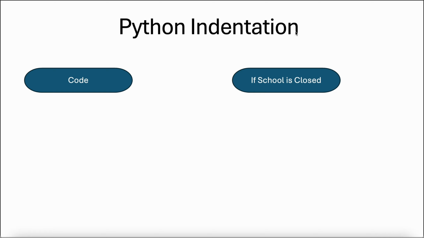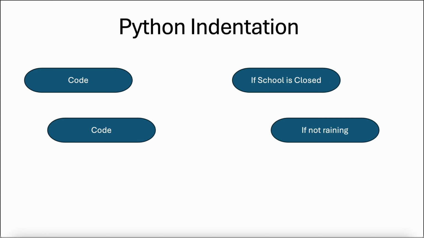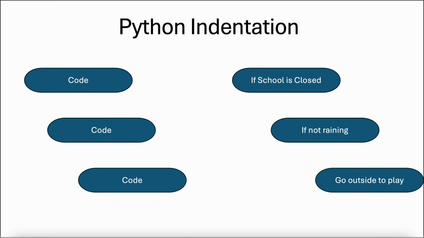Indentation is nothing but space. Whenever we write code, we have to make the code more formatted and cleaner. For that we are using indentation. For an example, let's say if school is closed, we apply one more condition: if it is not raining outside, it is sunny weather and the school is closed, then we can go outside to play.